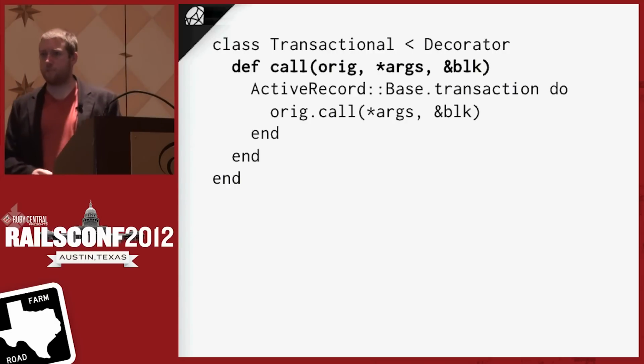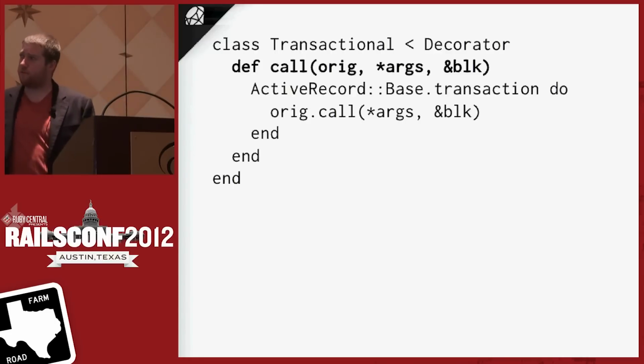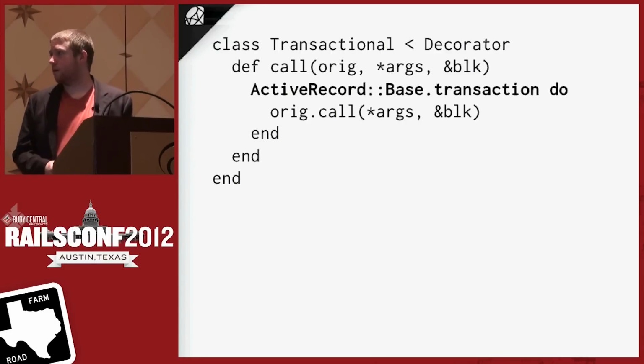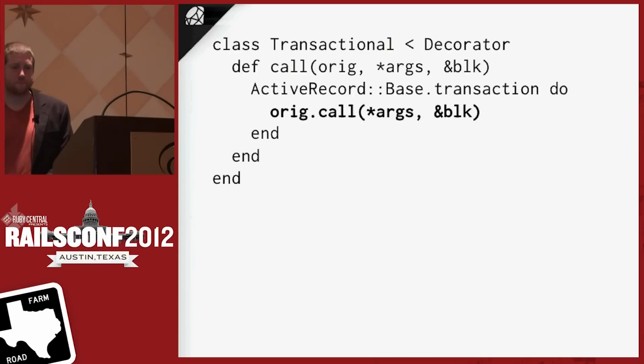This is a little different than how Python does it, and we're sort of forced into this because of the way Ruby binds methods to objects. But for the most part, it's functionally equivalent. Inside of call, we run the transaction, and inside of the transaction, we make the original method call.